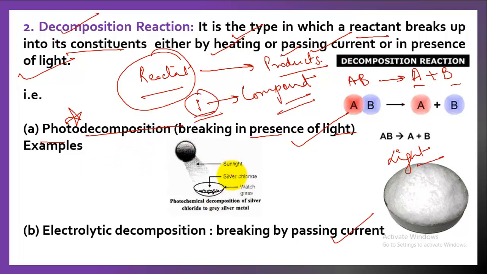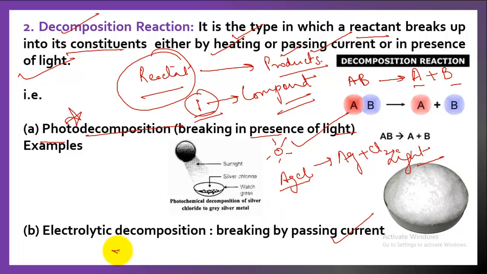For example, let's say we have silver chloride in a dish and it is exposed to sunlight. In sunlight, it will decompose and form Ag plus Cl2. So this is the reaction, and this is photo decomposition.